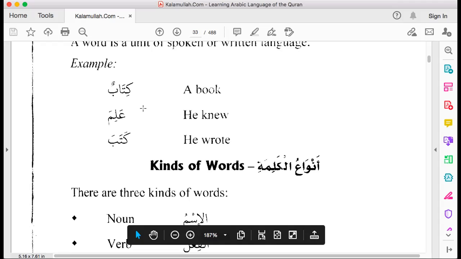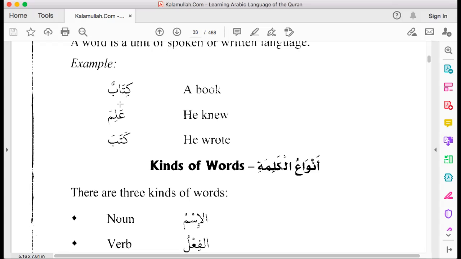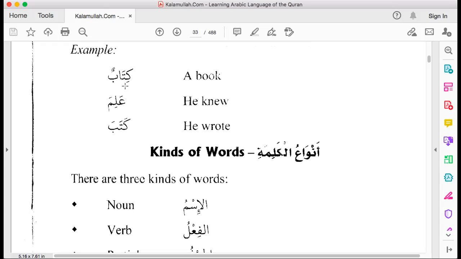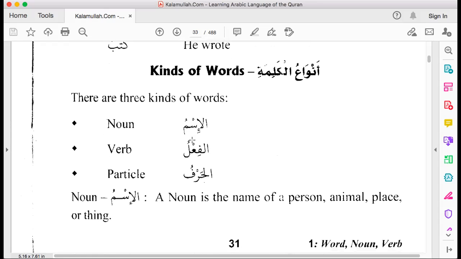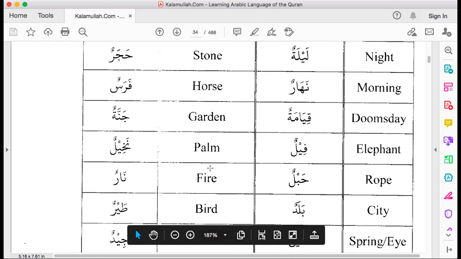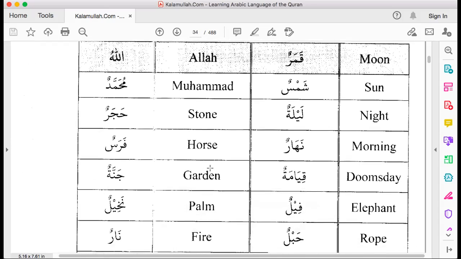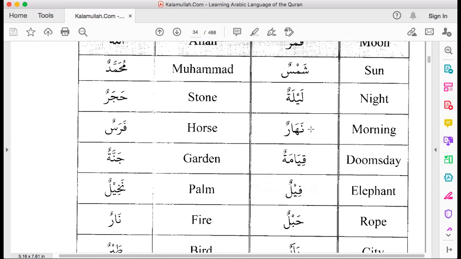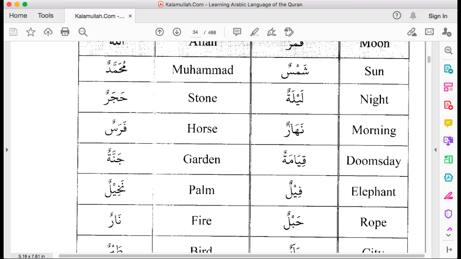Whenever you come across vocabulary related to our subject, it's advisable that you go ahead and learn that, okay? So for example, kitabun is a book, and you can skip the verbs. You don't have to memorize the verbs right now because we have not covered the verbs. Here is a nice chart of vocab that I would suggest that you learn, because these words are very commonly used in the Quran.